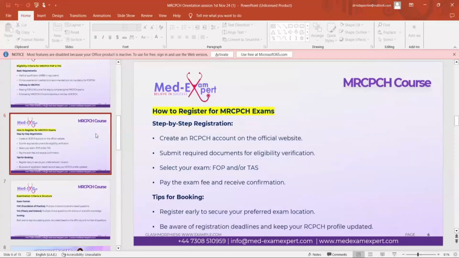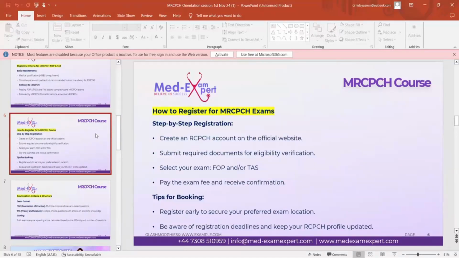Now the question arises in students' minds: how do you register for the MRCPCH exam? The first step is to register yourself. There is a form on the MRCPCH website. You have to log into that website and make an account on their official website, and they will ask you for documents for verification. They want your basic degree to be verified by your college.